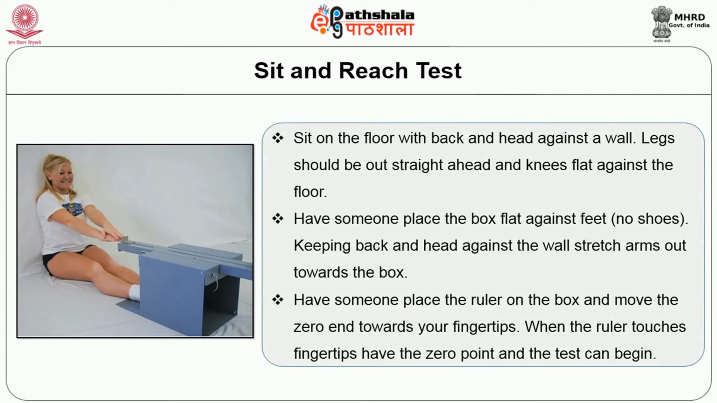Sit on the floor with the back and head against the wall. Legs should be out straight ahead and knees flat against the floor. Have someone place the box flat against the feet. Don't wear shoes. Keeping back and head against the wall, stretch arms out towards the box. Have someone place the ruler on the box and move the 0 end towards your fingertips. When the ruler touches your fingertips, have the 0 point and the test can begin.